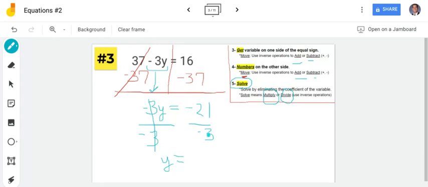They have the same sign, right? They're both negative. So would I say same signs add? No, I'm not adding. I am dividing, right? So I'm going to use my multiply divide rules, which tell me same signs positive. And 21 divided by 3 I know is 7. So y equals 7, circle, final answer.